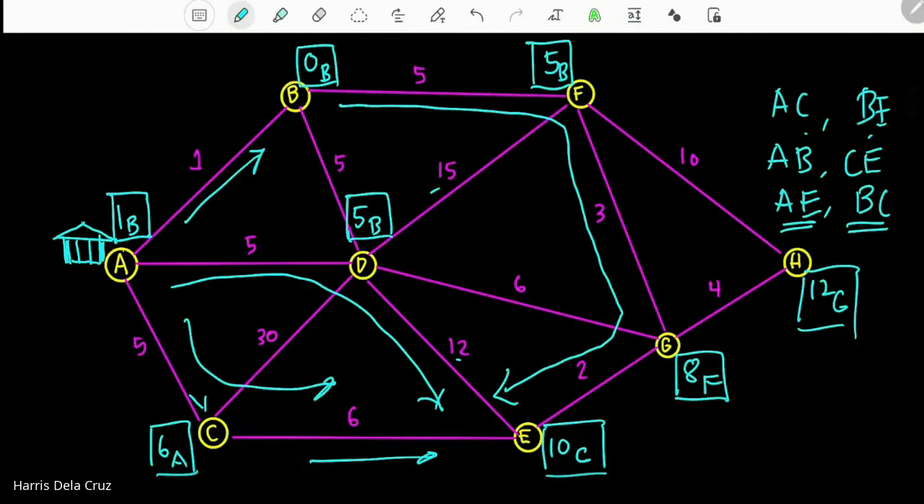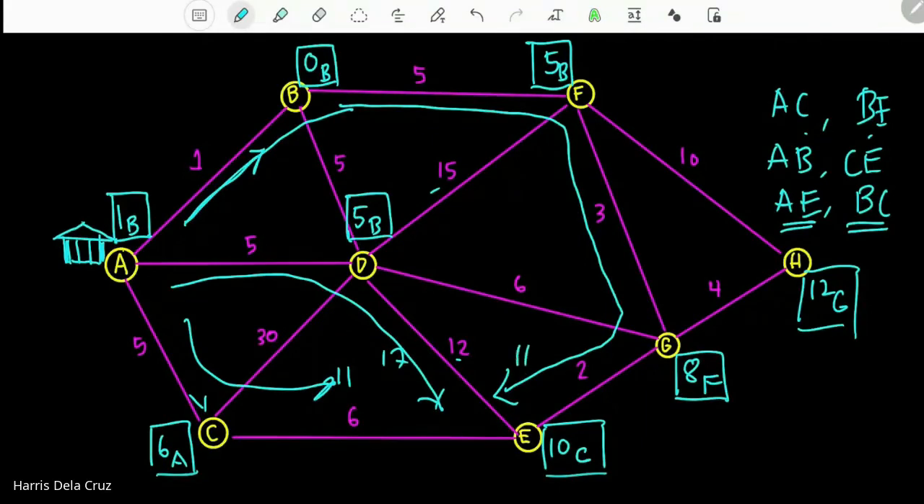So from those scenarios, this is 17 and AC to E is 11. So that's smaller. Let's see if there's another path. We can also use this path: A to B, and then B to F, and then F to G, and then G finally to E. If we add the path, we have 1 plus 5, 6, plus 3, 9, plus 2, 11. So the same as the path A, C to E.